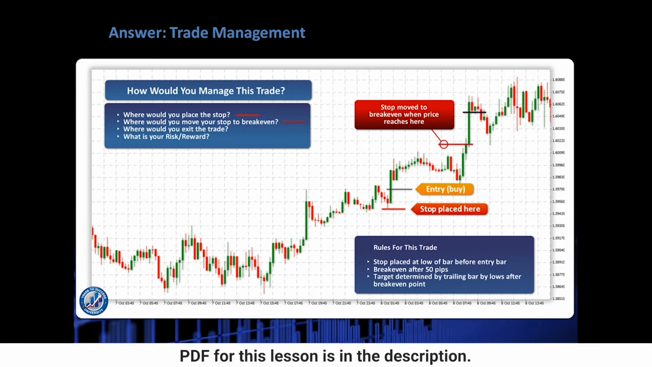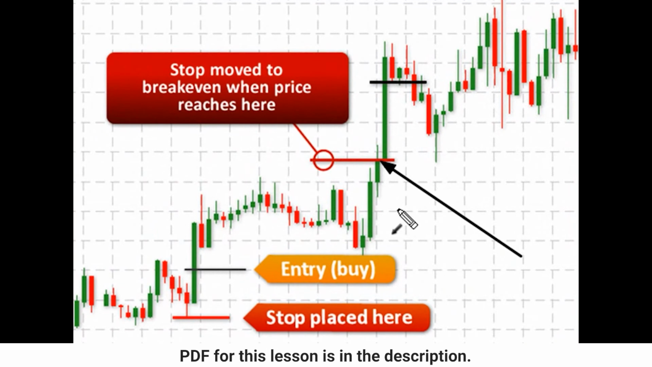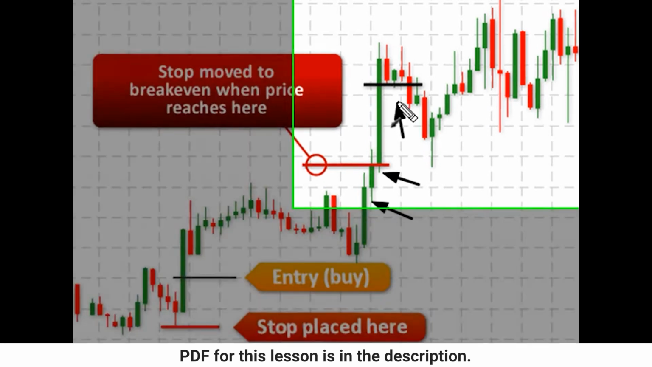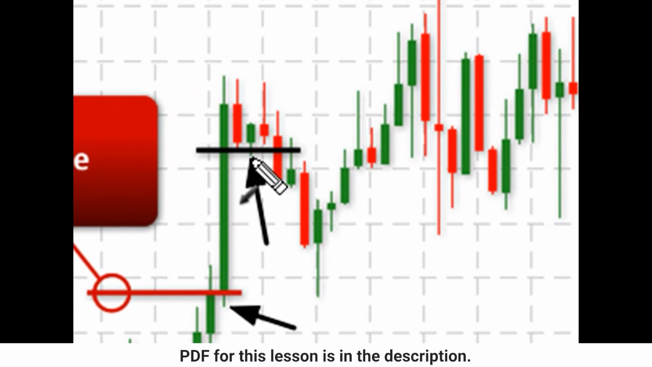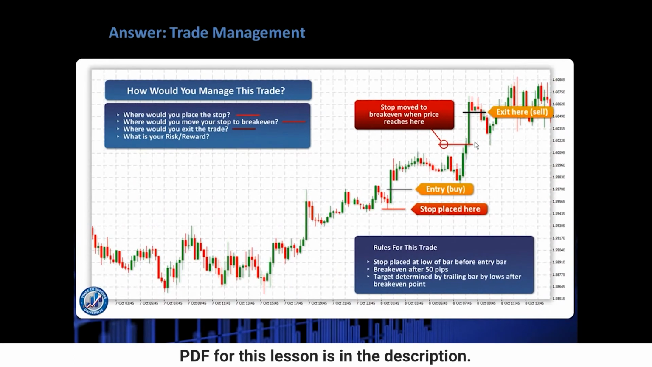Our exit is determined by trading bar by lows after the break even point. So what we're saying here is, after this price right here, we are going to exit as soon as a low is broken. So let's see, we've got this low here, we've got this low here, then we have this low of the red bar here, and as we can see, the next bar, the low of the green bar goes lower than the low of the red bar here. Therefore we would exit at that point. So we will sell our position when the low of the red bar is broken.